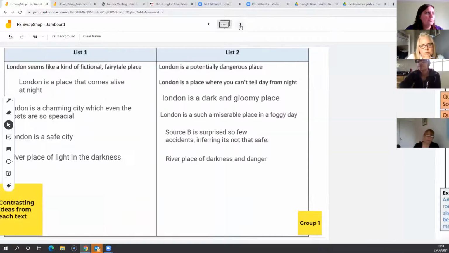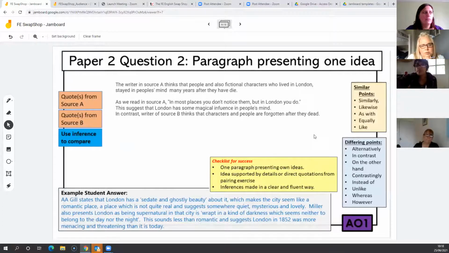And then in the final part of that, we got them writing paragraphs, presenting an idea with a checklist for success. They have an example student answer as well, something to model on, where they can use those quotes, use their ideas, the contrasting ideas, and actually put something in writing. So it's just to show you how I've used it.